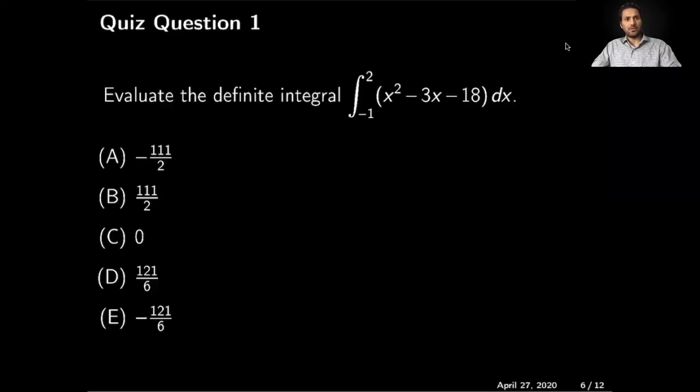Here I have one quiz problem for you to practice. What will be the definite integral from -1 to 2 of this polynomial function x squared minus 3x minus 18 dx? Once you complete the problem, you can leave your answer in the link above. So, practice this problem.